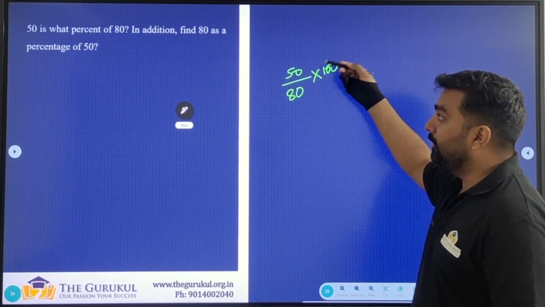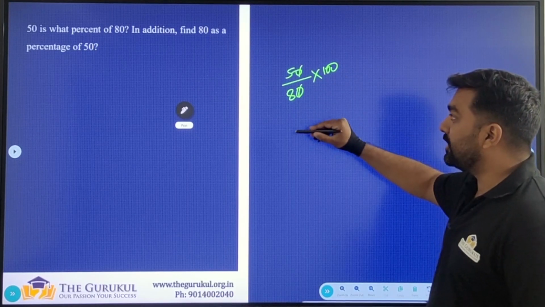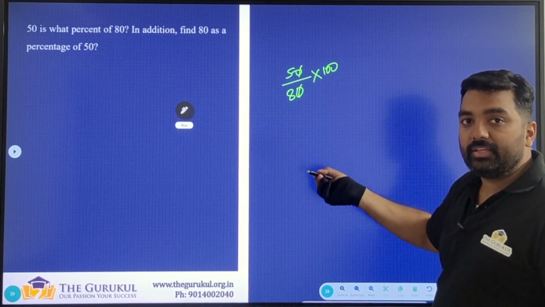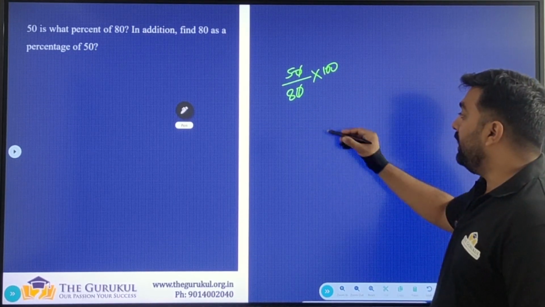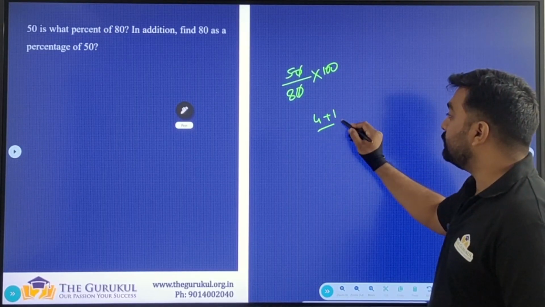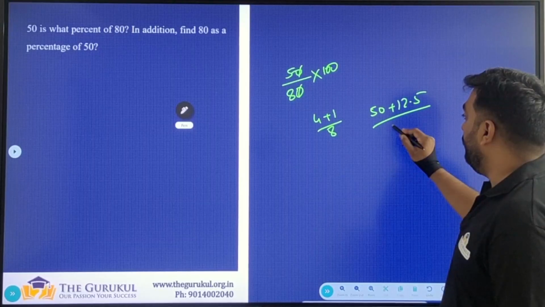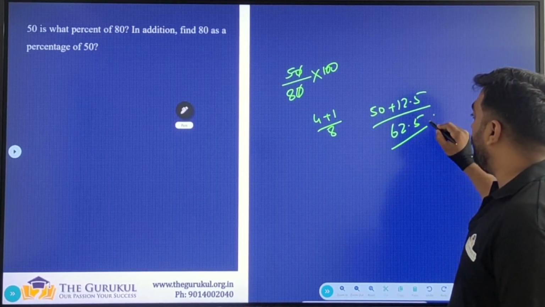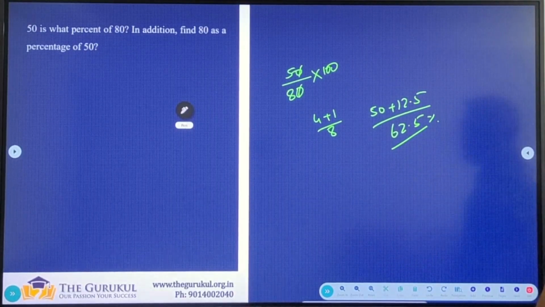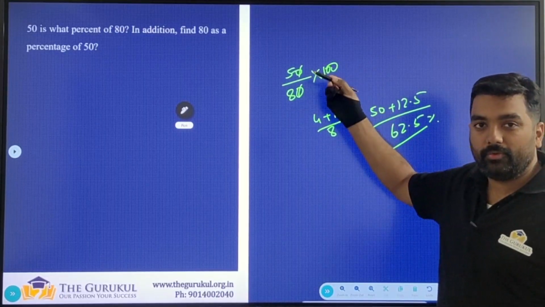50 by 80 into 100, which will be equal to, this zero gets cancelled. 5 by 8, which is 4 plus 1 by 8. 1 by 8 is 12.5. 50 plus 12.5, 62.5%. This is how we should calculate. Don't cancel with 2 and 4.